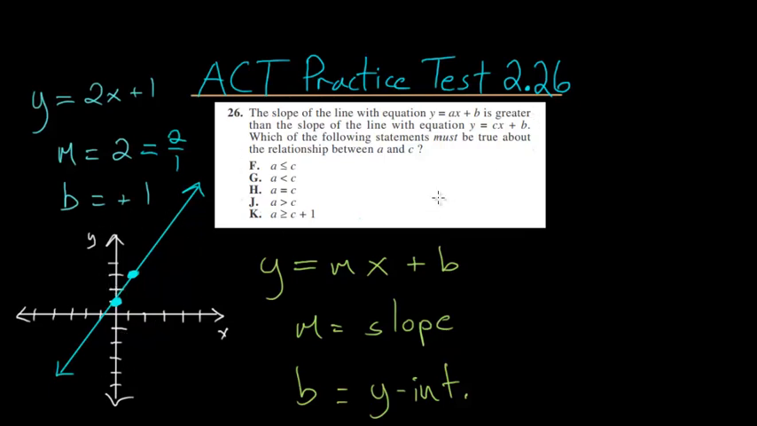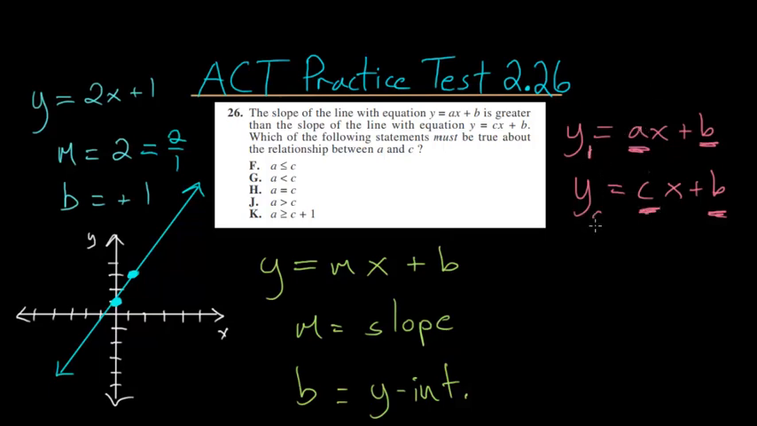So now going back to our problem, we're given the equations of two lines: y is equal to ax plus b, and y is equal to cx plus b. Just from briefly looking at this, it looks like they have the same y-intercept, but their slopes are different. Let's say this is line 1 and this is line 2. So the slope of line 1 is a, and the slope of line 2 is c.